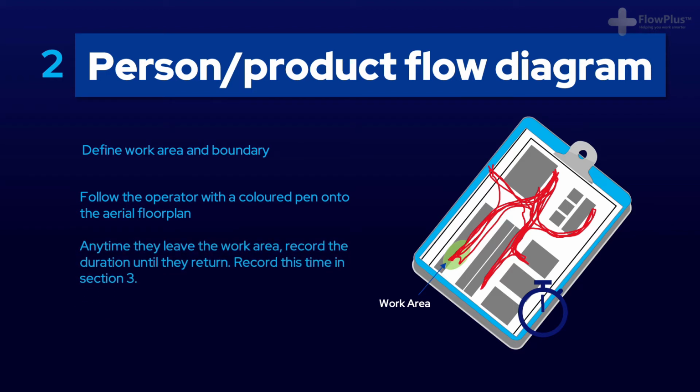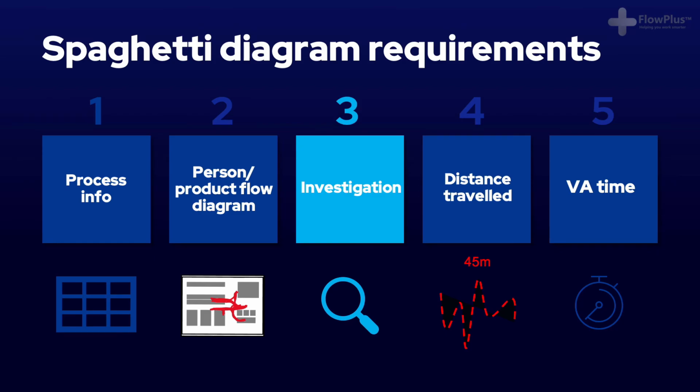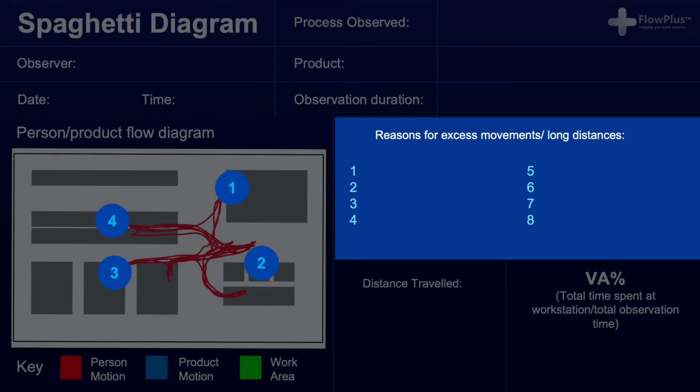Once they return, label the movement on the spaghetti diagram with a number and write down the duration of time they spent away in section 3 under the appropriate area. This we explain more in the next step. This step is all about understanding where the operator moves. When they leave their work area, where do they go and for how long?